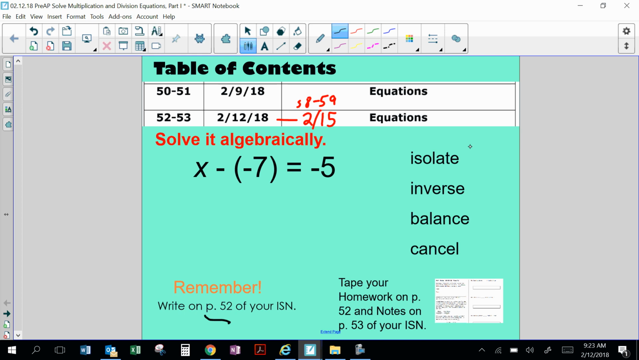Here are some hints: isolate, inverse, balance, and cancel. Please pause at this time to give students time to copy this down and solve.